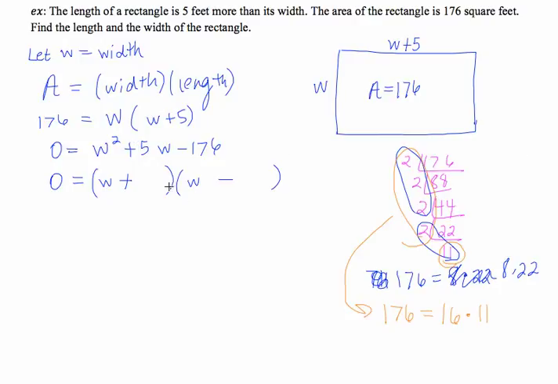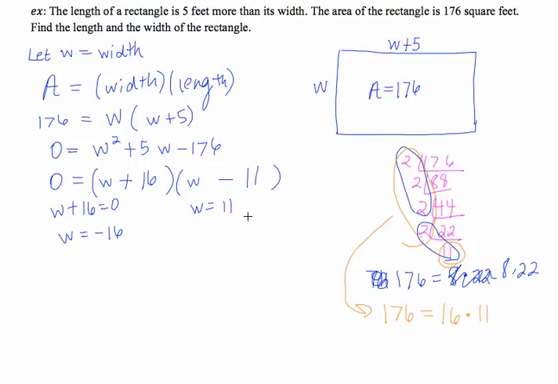So let's make the bigger number positive so that we end up with positive 5, and the smaller number 11 with the negative there. Okay, so we've got it factored. Yay! Now we set each factor equal to 0, and from here it's easy. W equals negative 16. Or if W minus 11 equals 0, then W equals 11.